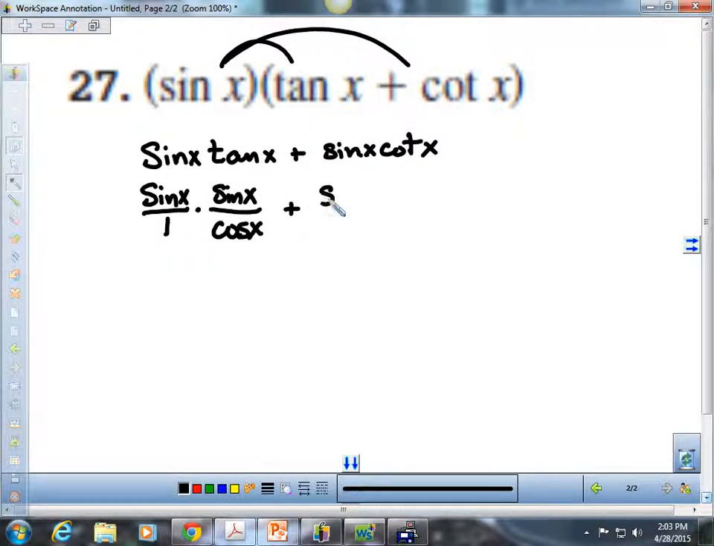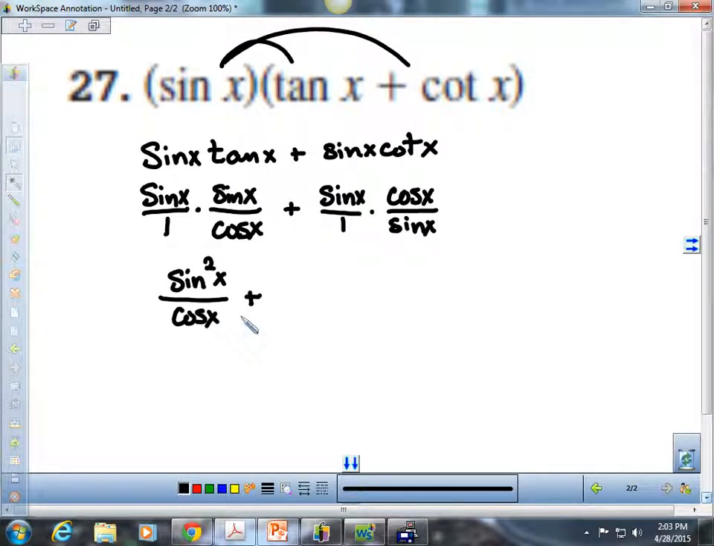Plus, again, sine x over 1 times cosine x over sine x. Okay, so before I can do that addition, I've got to do the two multiplications. Well, multiplication is easier. I just multiply straight across, or if I've got like terms, I can cancel them out. So what happens over on the left? Sine squared x over cosine x.